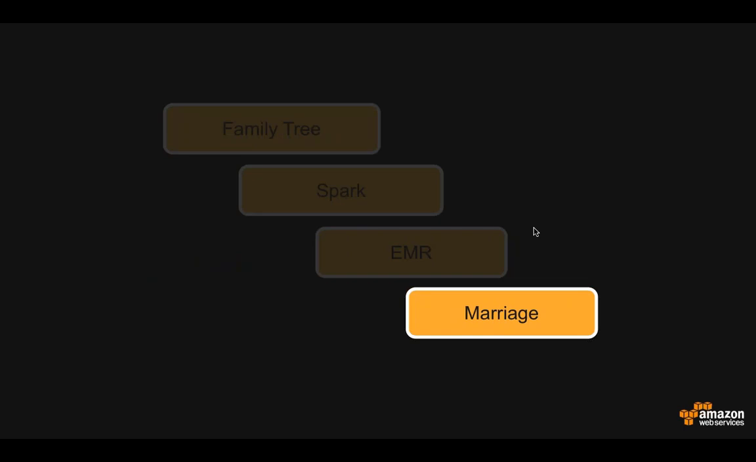So let's talk about marriage. Let's talk about the marriage between Spark and EMR. As you can see, Spark gives you a lot of that really rich out-of-the-box functionality, and what EMR brings to the table is the ability to control that cluster, to be flexible in the way you spin it up and spin it down to make it as cost-effective as possible. And so these two together really work very well together.